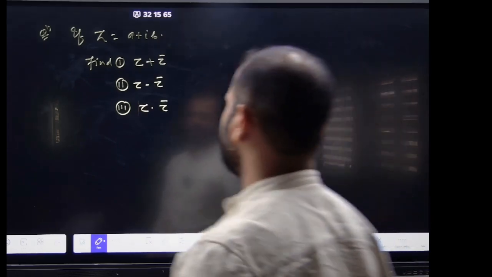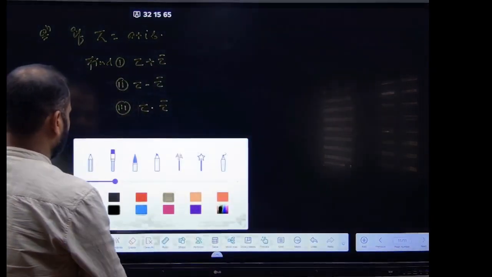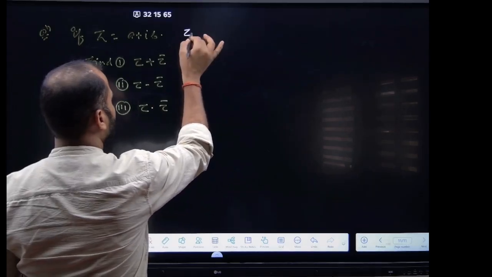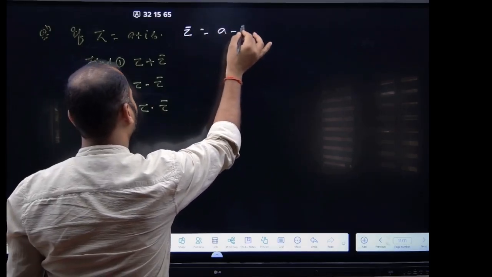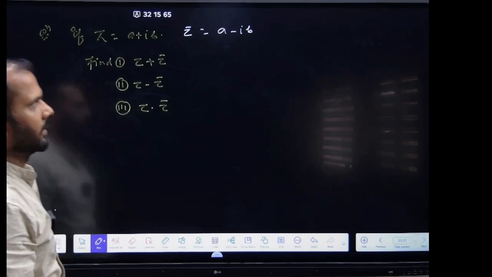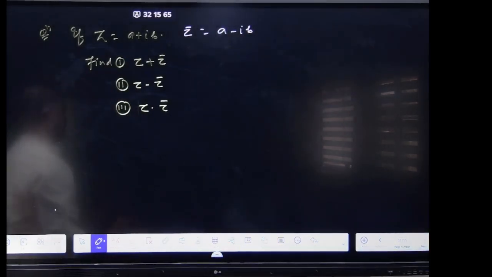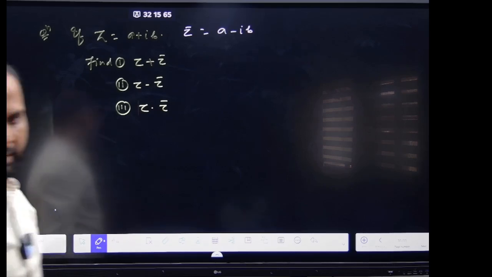So, if you have z, you can calculate z bar, right? How to calculate? If z is this, z bar will be, just change the sign, a minus iota b. If you add, what will happen? The imaginary part gets cancelled out. Yes or no? Add that.